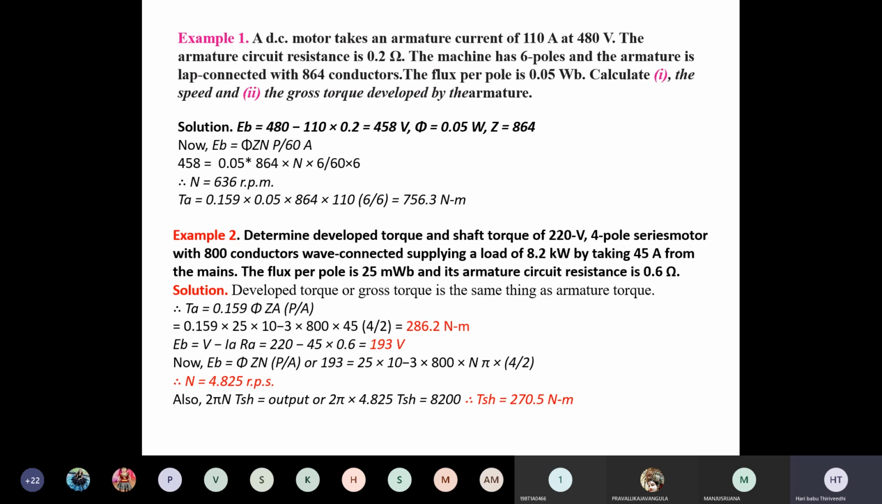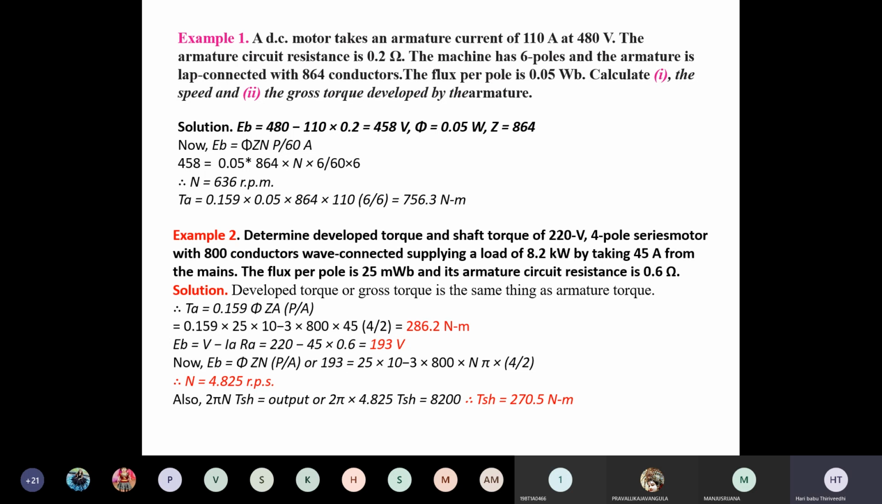So we know 0.159 is the constant, phi they have given 0.05, Z they have given 864, then Ia they have given 110, P is 6 poles, and A, this is lap winding, is also 6. So by calculating all these things we are getting 756.3 Newton meter, right? Torque is equal to 756.3 Newton meter. Like that you have to determine. So by using the details we can determine the speed first and then determine the armature torque.